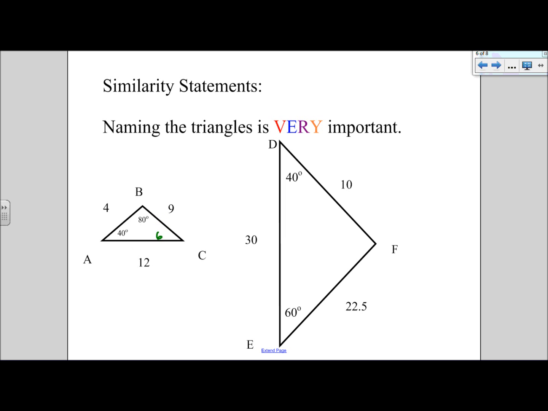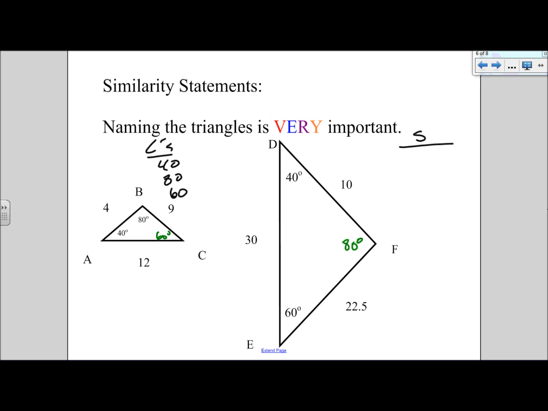If you can see here, that angle is going to be 60 using the triangle sum theorem. This one's going to be 80. And that helps me match up what I'm matching up angle-wise. So I have my 40s matching up. I got 80s matching up. I got 60s matching up. They all match up. Angles are set. But how about the sides?